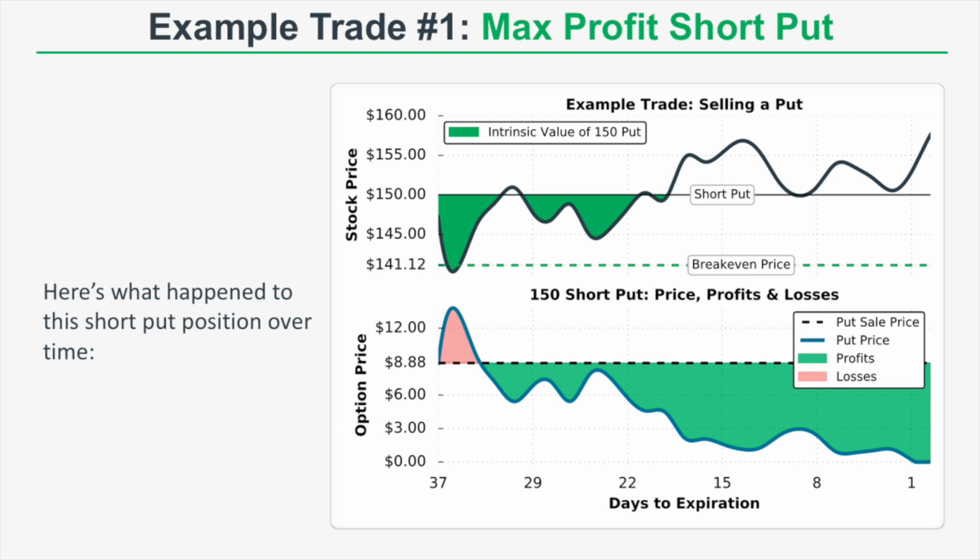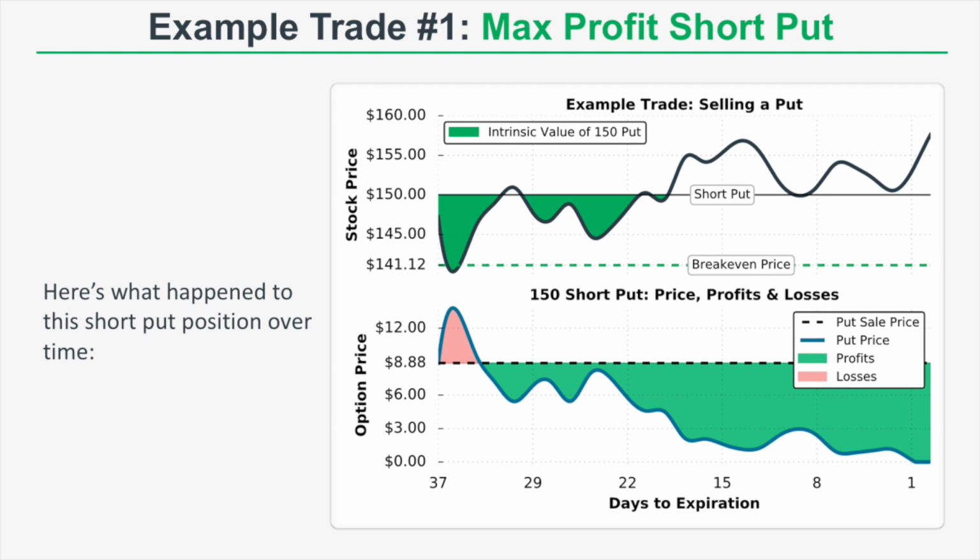Now, as we can see, the stock price did rally back and was basically hanging around the short put strike price of 150 for a while, but near expiration, the stock price really took off and it was actually above the short put strike price at expiration.